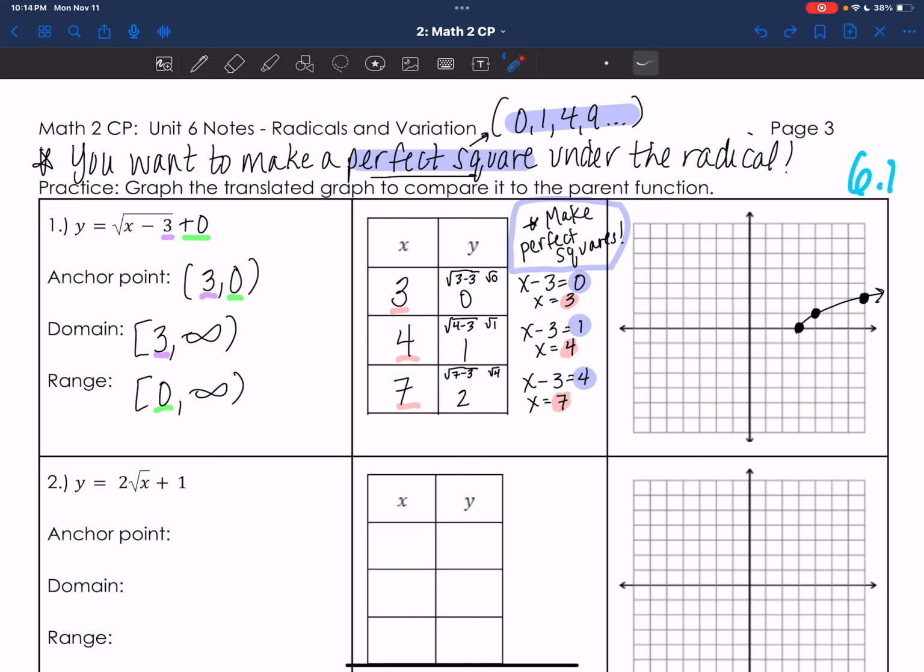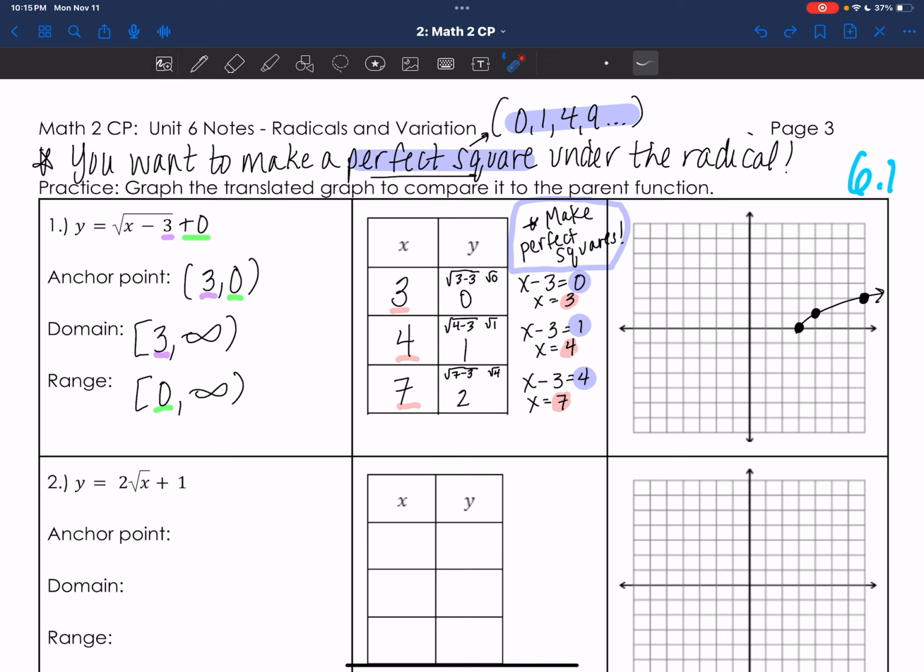And then here, again, we're trying to get to another perfect square of 4, because notice 0, 1, 4. If we had more points, we would try to get to 9. So in this case, if we did 7 minus 3, we got 4, and the square root of 4 is 2. Now, go ahead and you can plot your points. And then connect. And your anchor point was right here. Your domain is your h value, so it's going to be 3 all the way to infinity. And then your range is going to be your y values.